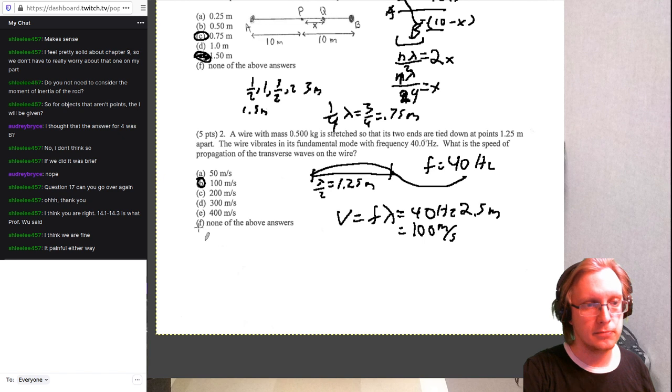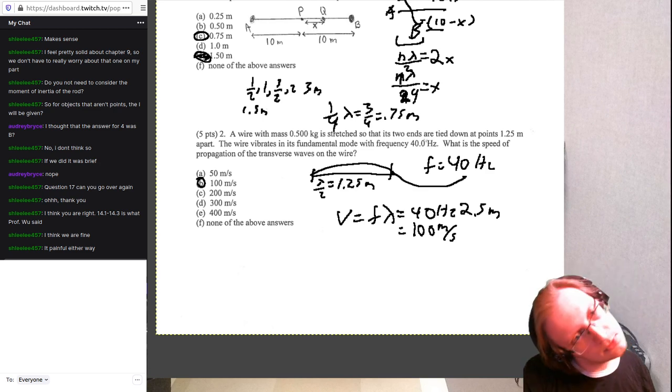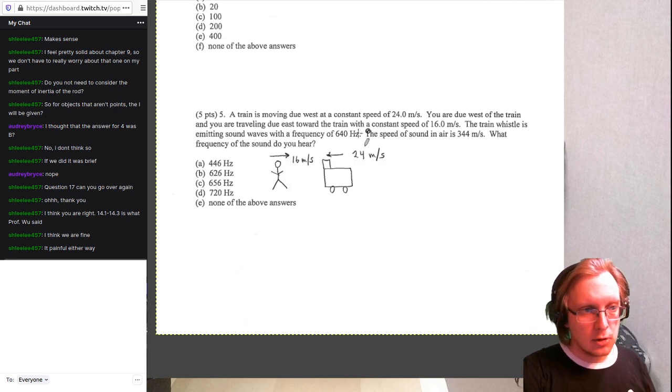There we go. 100 meters per second. Ta-da! Okay.